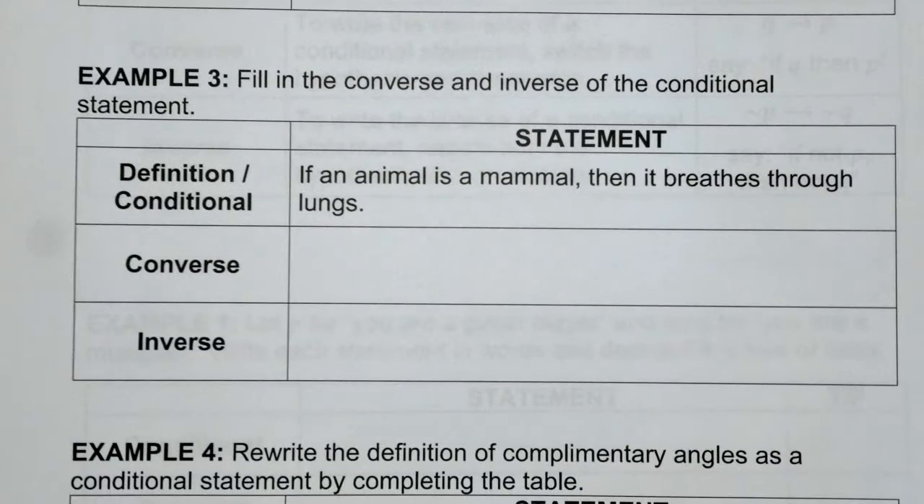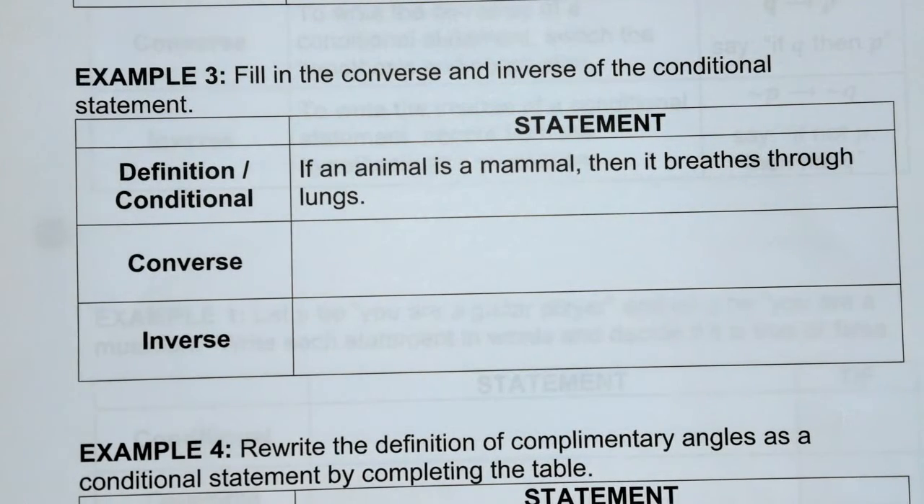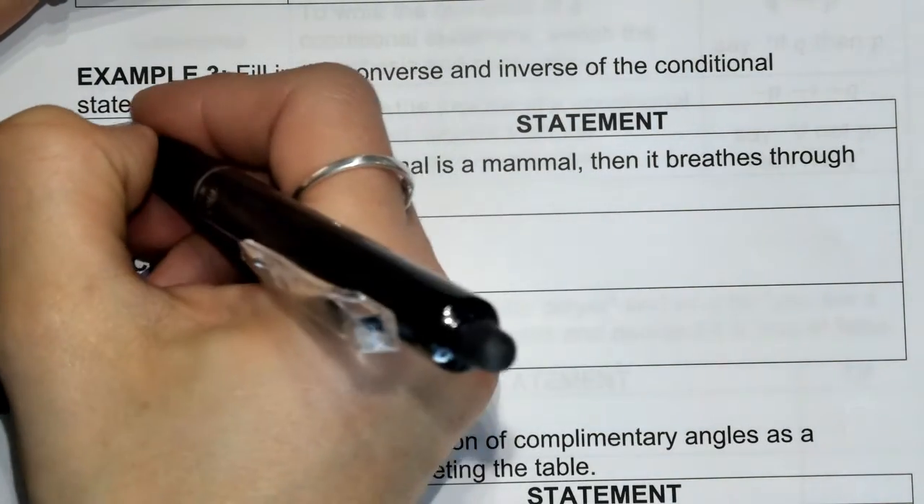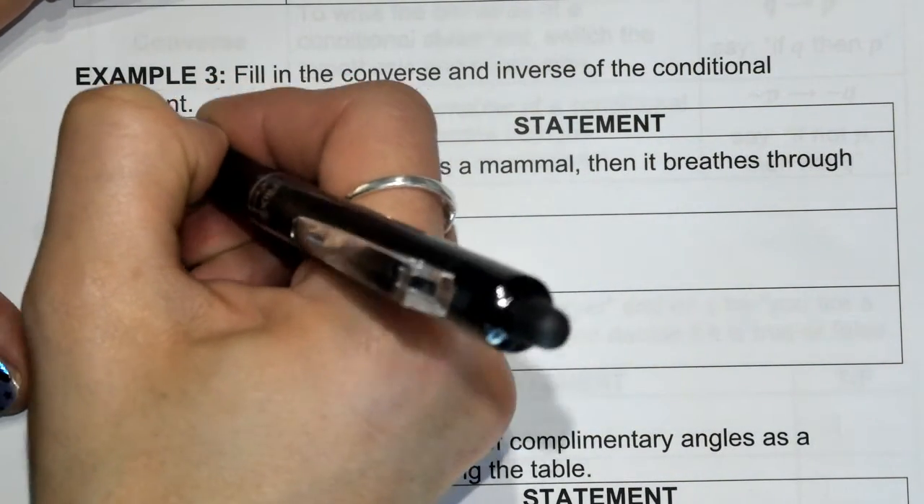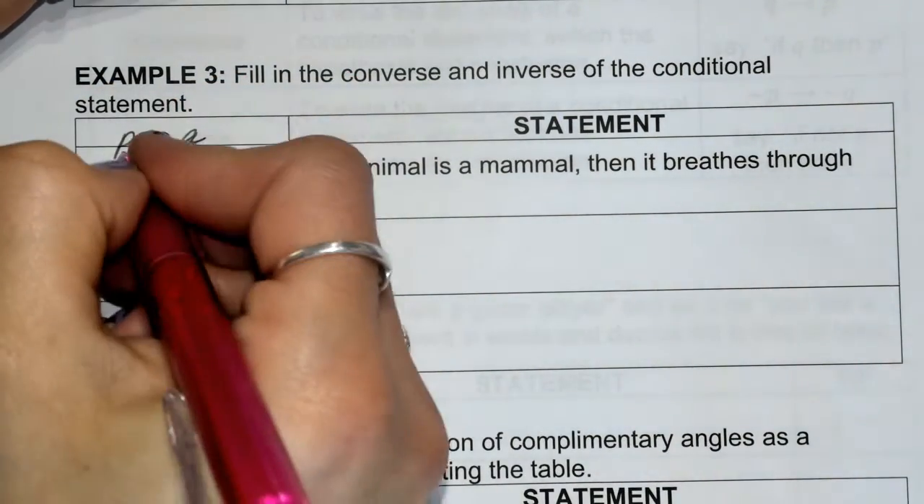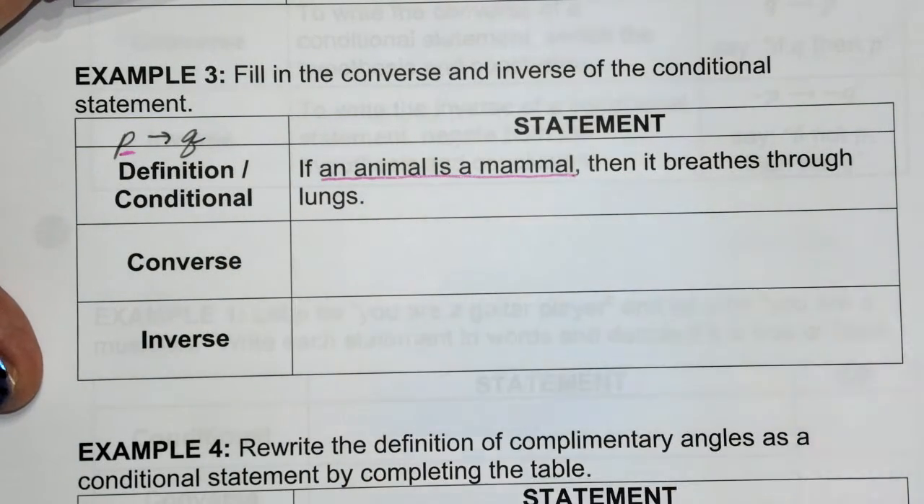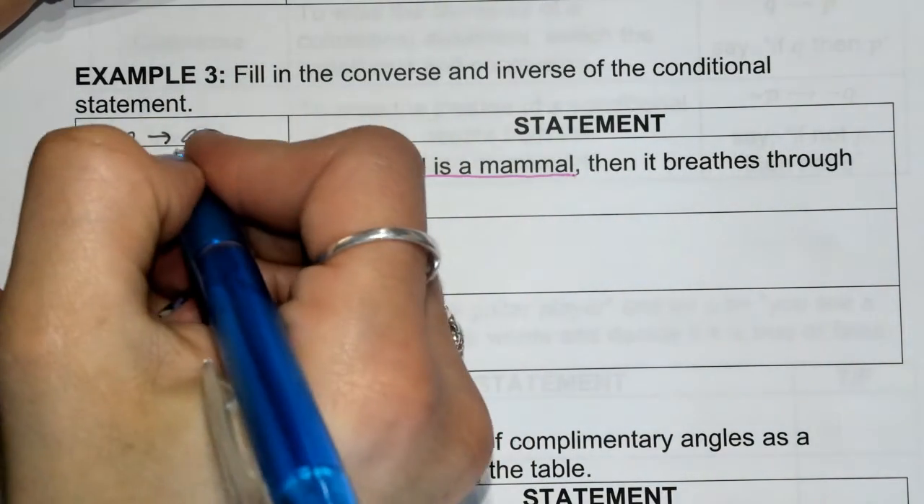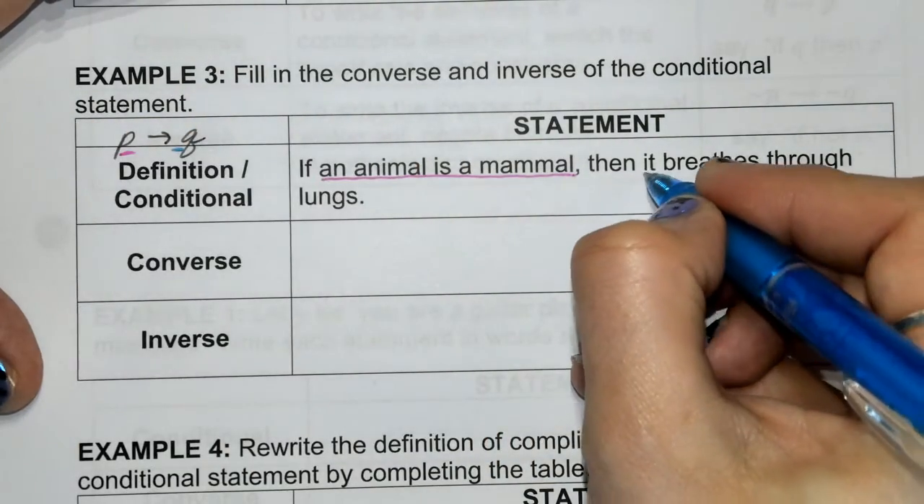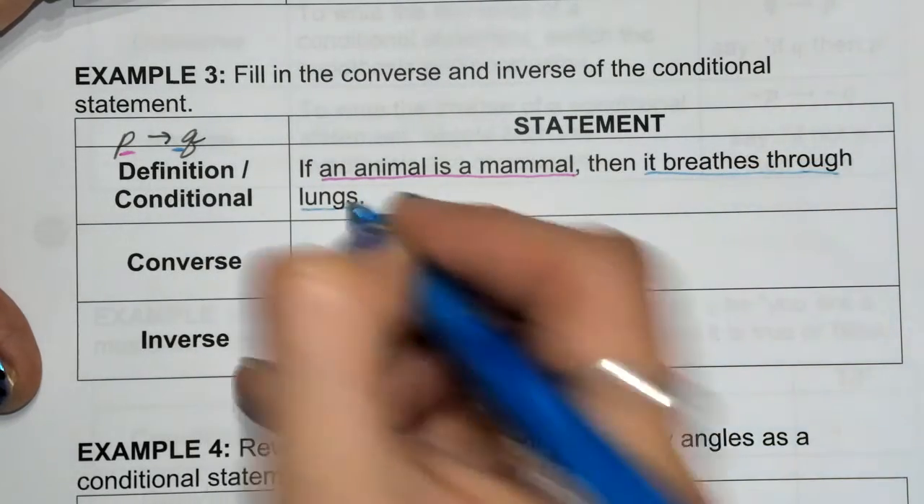So we have two more examples here. We're going to fill in the converse and then the inverse of these two statements. Again, they've already given us our conditional statement. We have if P, then Q. Our hypothesis P is just an animal is a mammal, no if. And then Q, our conclusion, is just it breathes through lungs.